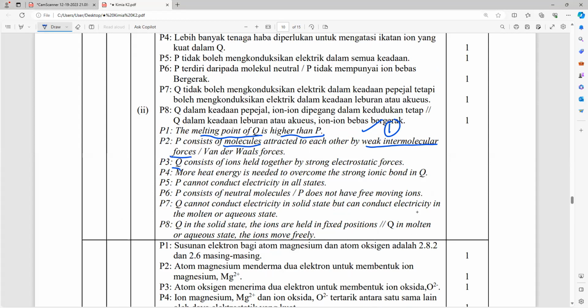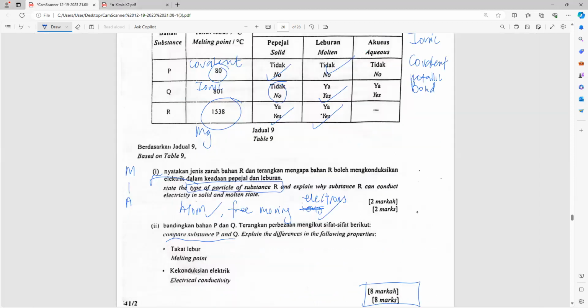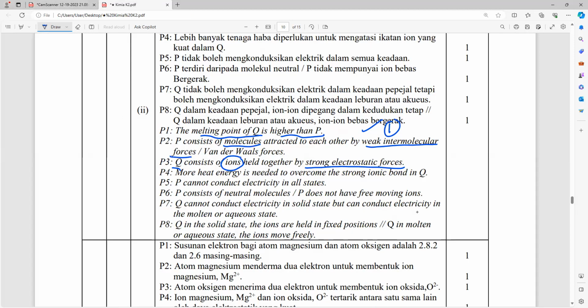Q consists of ions held by strong electrostatic forces. So my Q, I have strong electrostatic forces. You must remember the word, you must forever and ever remember the word electrostatic forces. When I have strong electrostatic forces, I have more heat energy. You cannot just say more energy; you must say more heat energy is needed to overcome the strong ionic bond in Q.